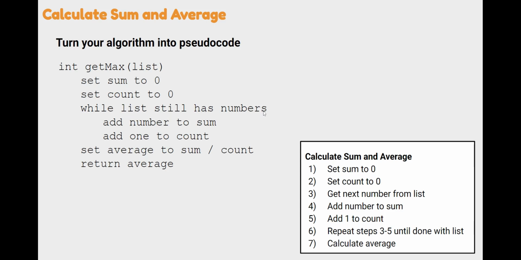While the list still has numbers, we're going to add the current number to the sum, and then we're going to add 1 to the count. After we go through the whole list, we're going to set the average equal to the sum divided by the count, and then we can return the average.